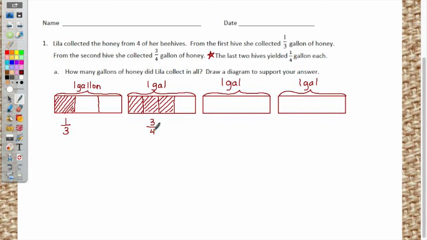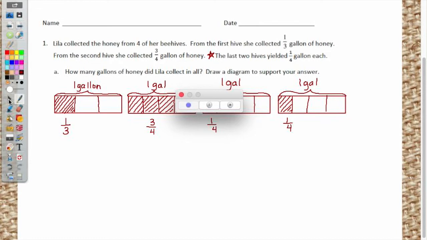Now here's where the trick is. The last 2 hives yielded 1/4 gallon each. So both of them are 1/4. They're trying to get you to mess up there. So divide it into 4 equal pieces and label below 1/4.